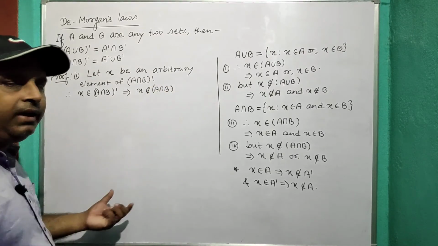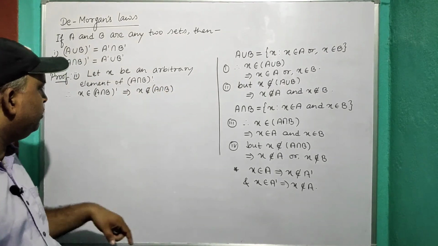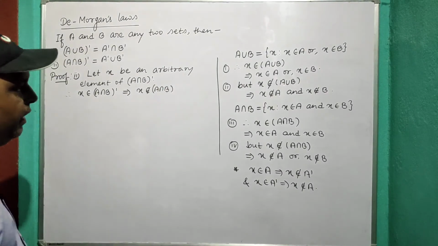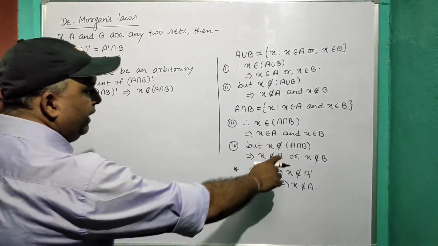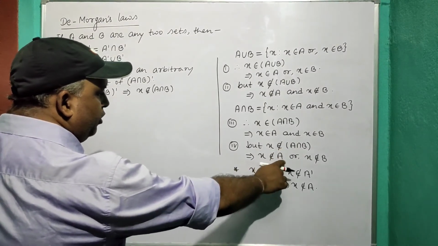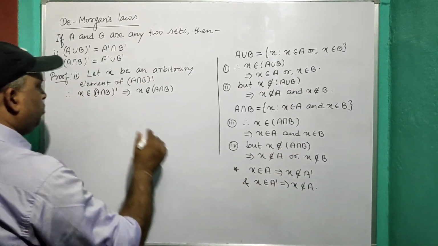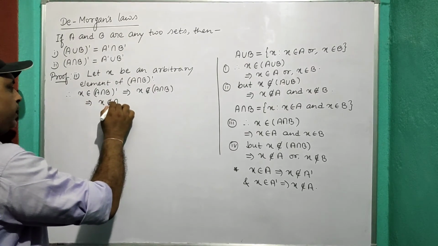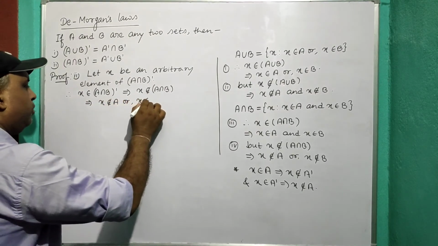तो जब भी कॉम्प्लीमेंट दिया रहेगा आप इसको इस फॉर्म में कन्वर्ट कर सकते हो. You can say that X does not belong to A intersection B. And if X does not belong to A intersection B, it means X does not belong to A or X does not belong to B. So from this we write X does not belong to A or X does not belong to B.